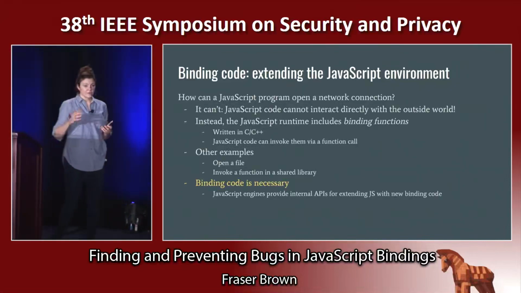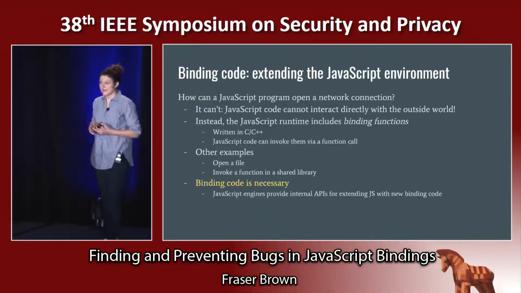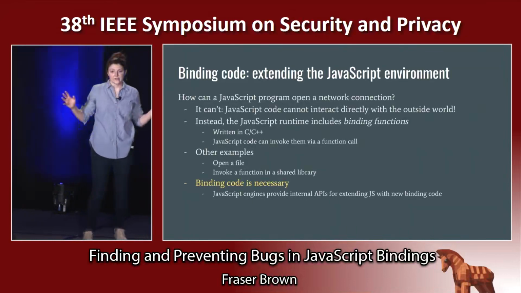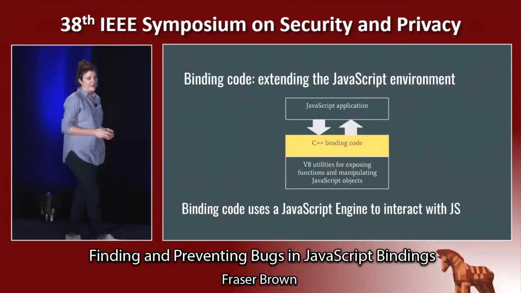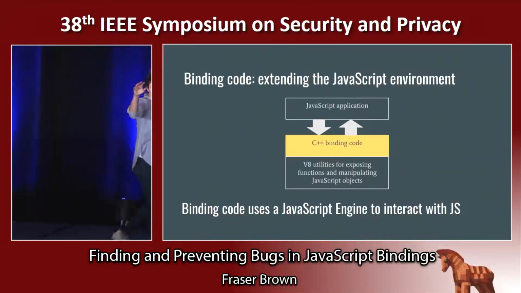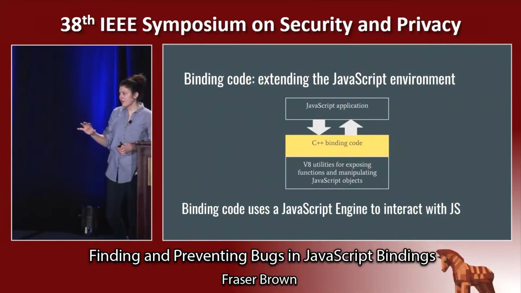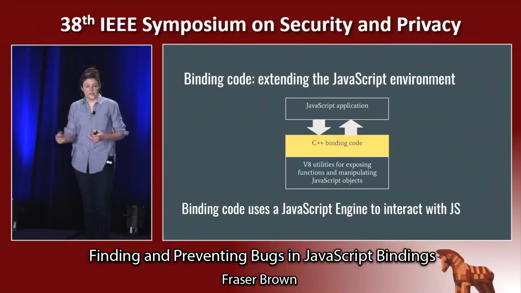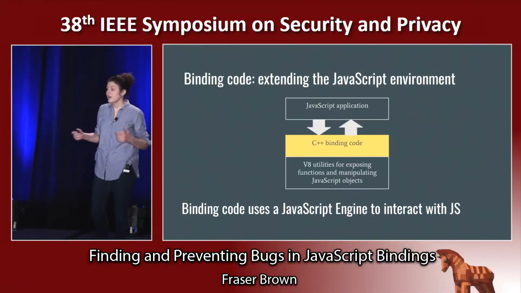And so JavaScript engines, the pieces of code that run JavaScript, provide APIs that allow us to write our own binding code and extend the JavaScript environment however we want. So this is what binding code looks like at a high level. We have a JavaScript application at the top, and it's able to call into the C++ binding layer. And that binding code uses a JavaScript engine like V8 to manipulate JavaScript values or expose whole functions back to JavaScript.